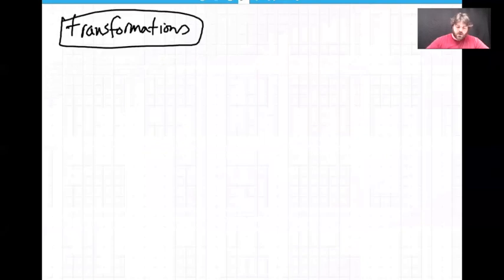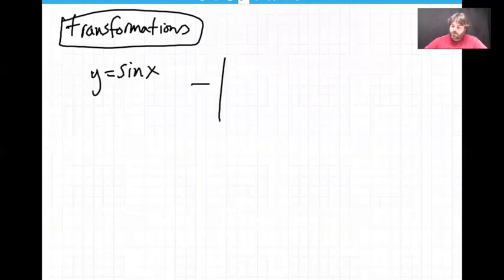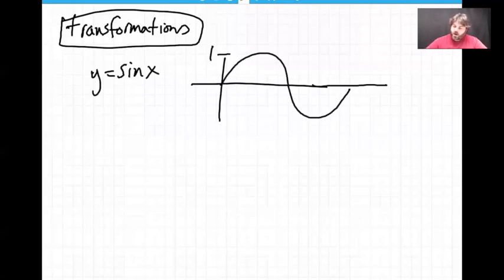Okay, so next thing we're going to do is talk about transformations of trig functions. Remember, with any transformation of a function, we start with the most basic graph and then we change it from there. So we're going to start with something like sine x, okay? And remember, from the graph of sine, it starts at 0 and does this. Height of 1, low of -1.